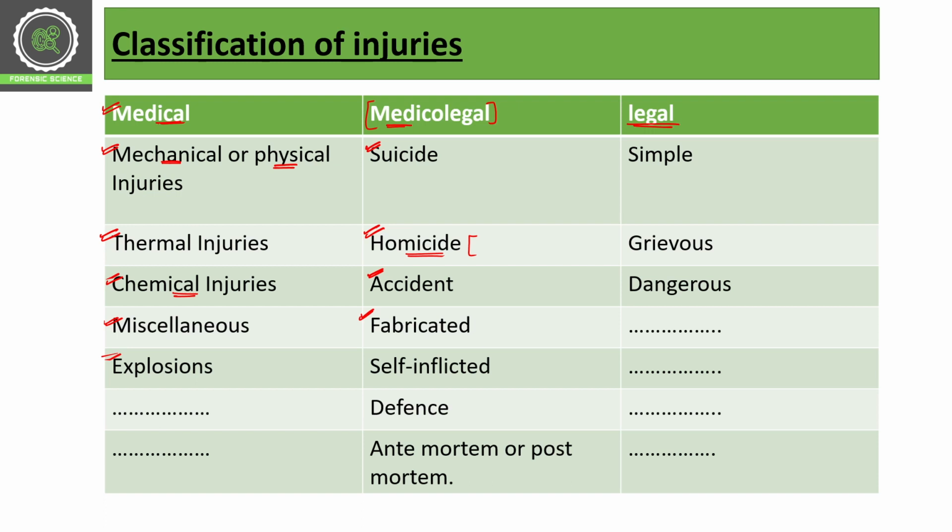Then we have self-inflicted injuries. It is again really very important. Self-inflicted injuries are those injuries which are inflicted by the same person on himself or herself. Okay, for example, I don't want to be known as a suspect, and for that I am inflicting some injuries on myself, knowing everything. So if I am inflicting injuries on myself, these types of injuries are known as self-inflicted injuries.